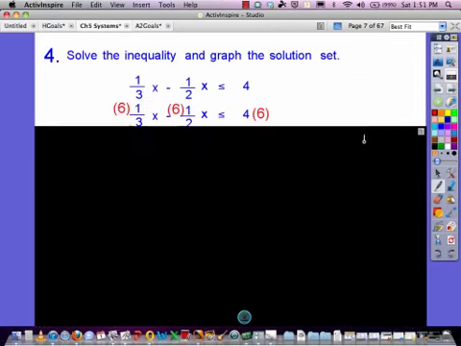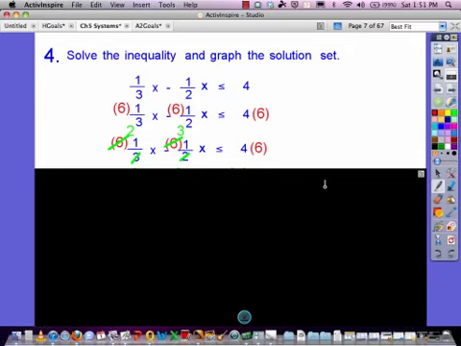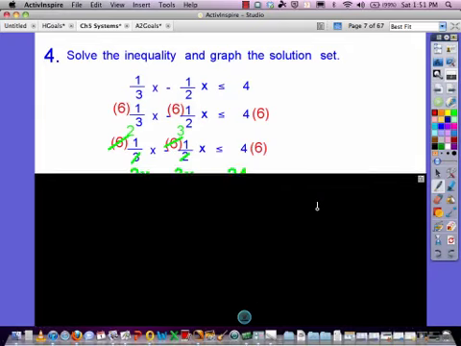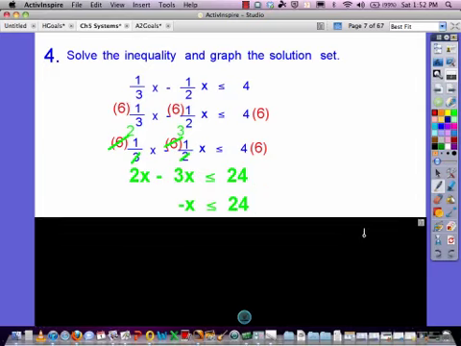And that's what you're going to see as our first multiplication. Every single thing in the problem gets multiplied by 6. So 6 times 1/3, 6 times 1/2, 6 times 4. The numbers that remain, if you cancel or just multiply, are 2x, 3x, and 24. The inequality sign does not change. There's no reason to. But our x's are now on the same side. We can go ahead and subtract. We get a negative 1x.